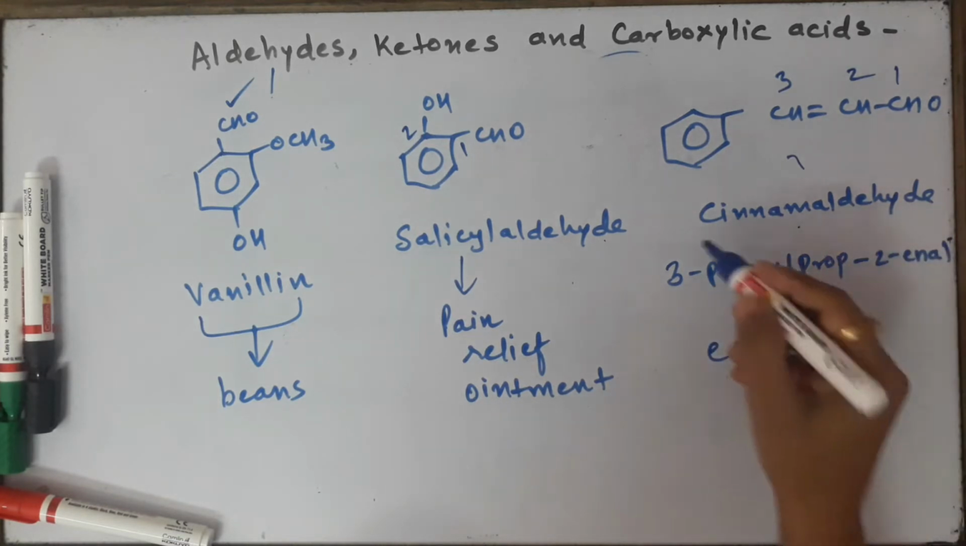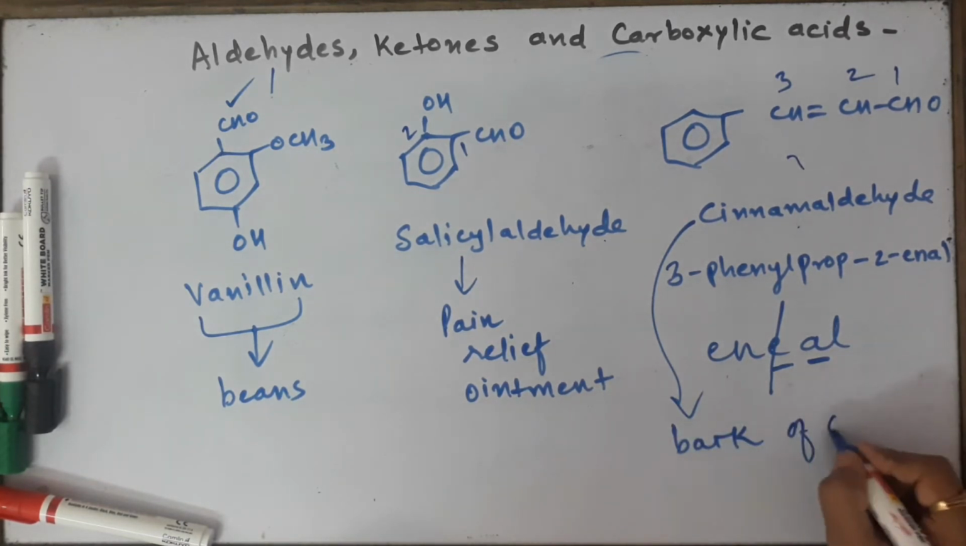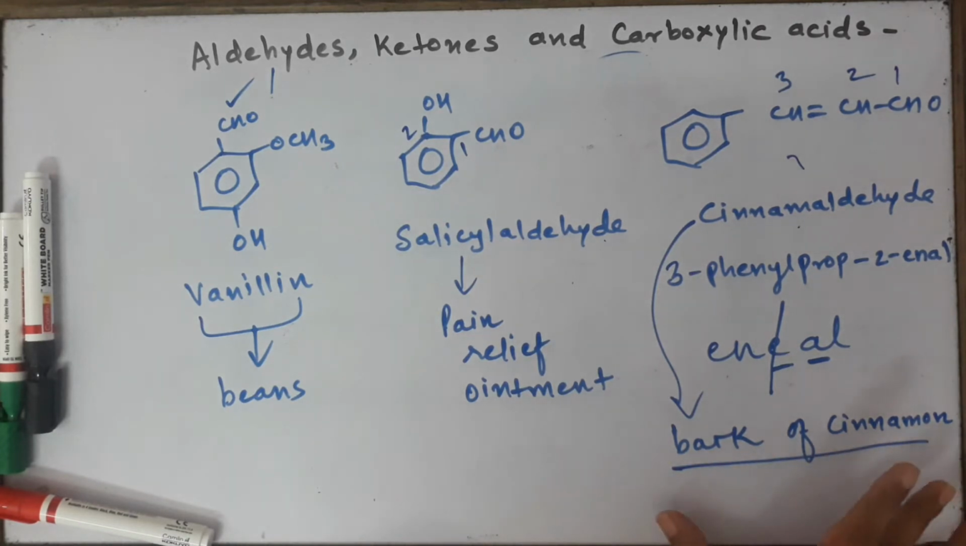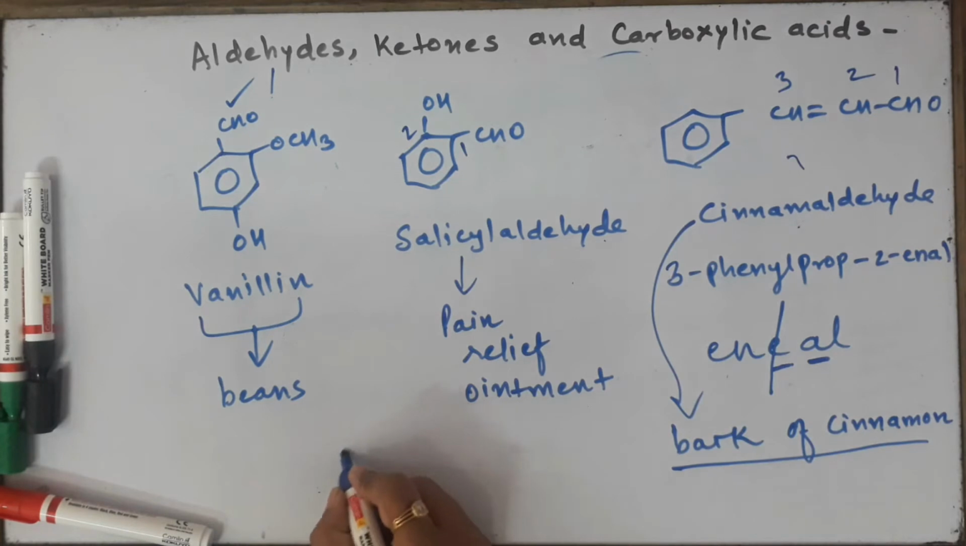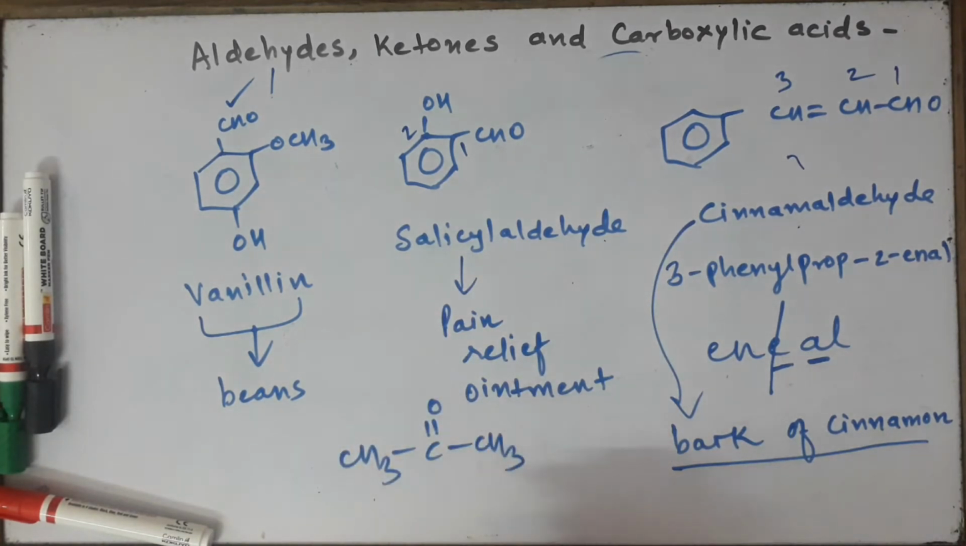Cinnamaldehyde is of course obtained, as the name suggests, from the bark of the cinnamon tree. In Hindi, cinnamon is called dalchini. So this is a very important ingredient of foodstuffs. One more important compound which we see at our homes is acetone. This is a kind of ketone, acetone, which is nail polish remover. So children, this chapter talks about all these variety of compounds and their uses.